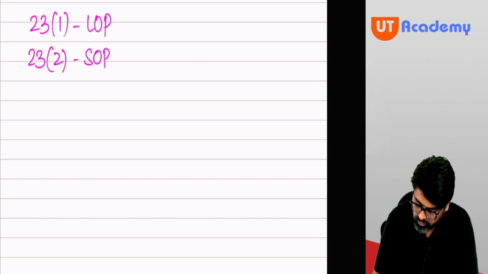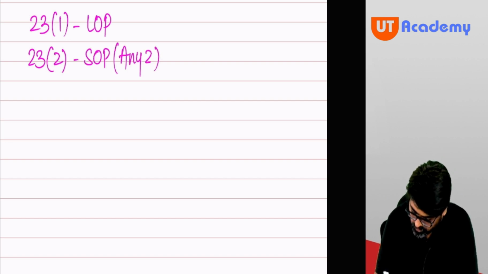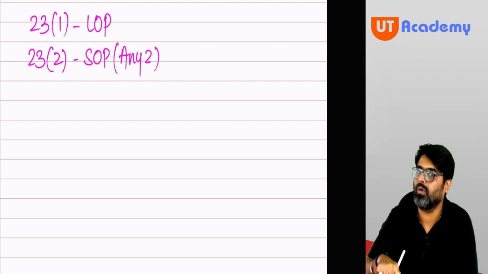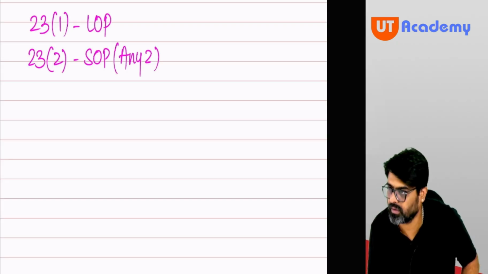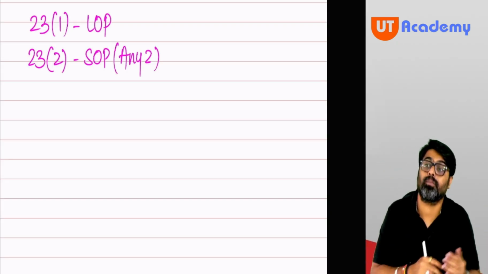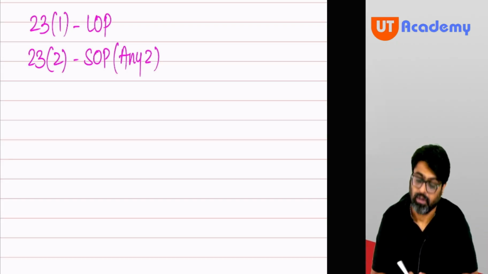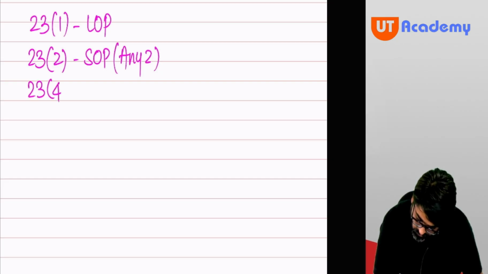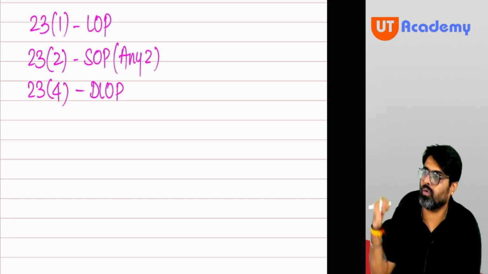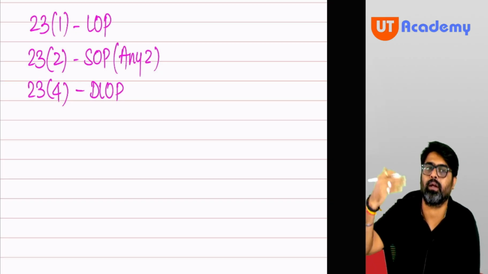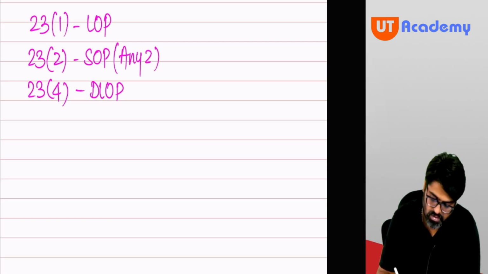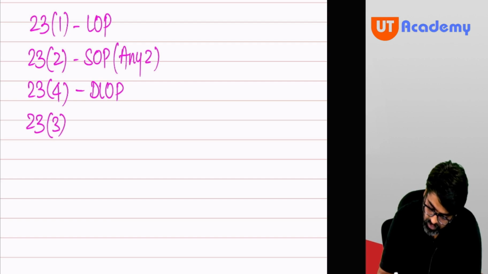SOP. How many SOPs? Any 2 SOPs. Yes or no? The annual value, don't calculate because it is exempt. Got it? No? What about the balance SOPs? As per 23.4, they will be treated as ELOPs. Yes or no? How to calculate the annual value? In the same manner in which it is calculated for LOP. And calculate and it will be taxable. Understood? No? What about 23.3?